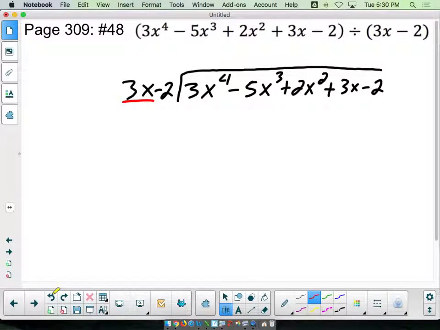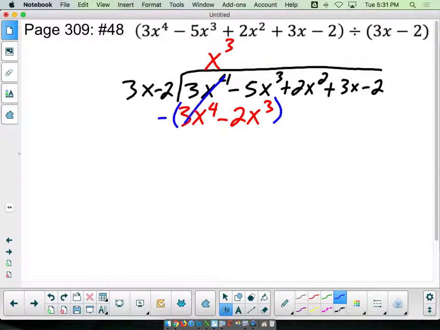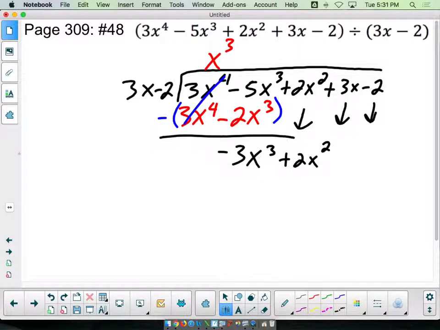So to turn 3x into 3x to the 4th, I need x cubed. Then I distribute. Okay. Oops. So x cubed gives me 3x to the fourth minus 2x cubed. And these I will subtract. That's gone. Negative 5 minus negative 2 is negative 3x cubed. Bring the rest of this nonsense down, plus 2x squared plus 3x minus 2.